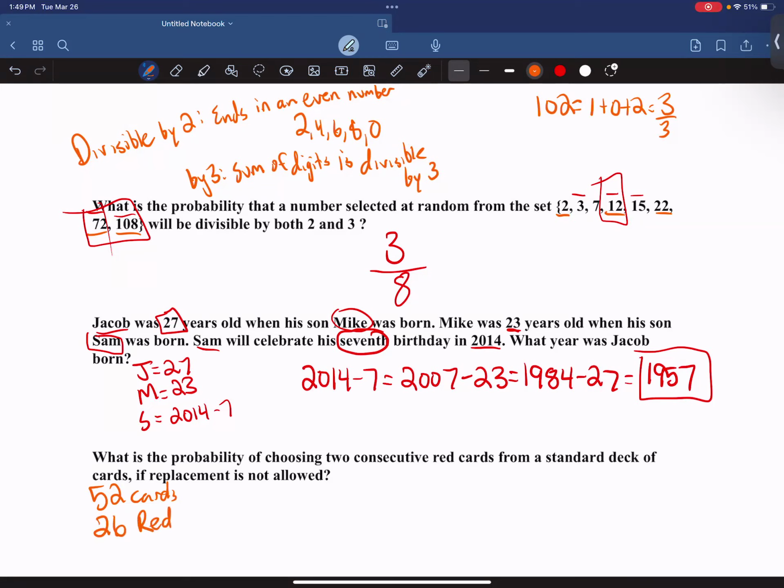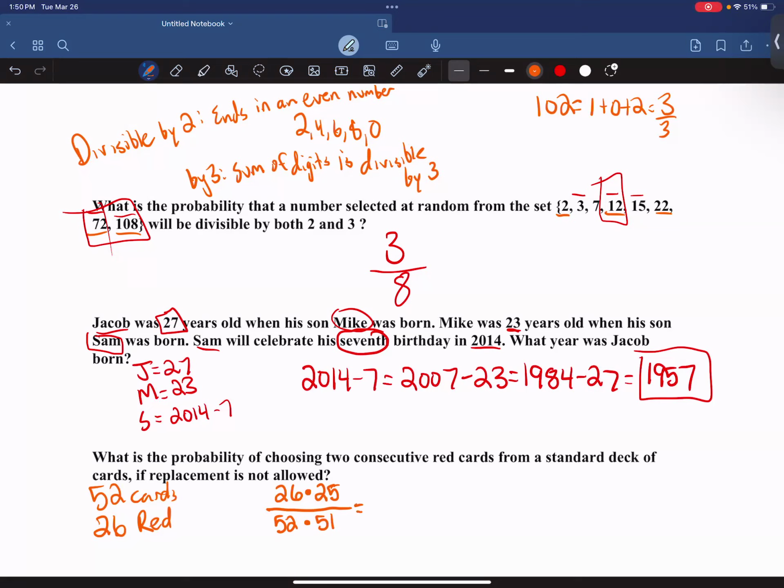Well, remember, target number divided by the total outcome. So I know when I draw a card, I have 26 chances of getting a red one the first time. I know when I draw a card again, I only have 25 chances. Why? Because replacement is not allowed. So if I get that red card first, the second time, I have 1 less red card to draw from. Well, I start with 52, and then I have 51, because again, replacement is not allowed.